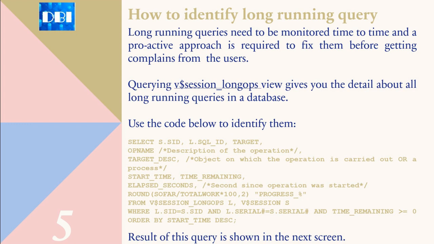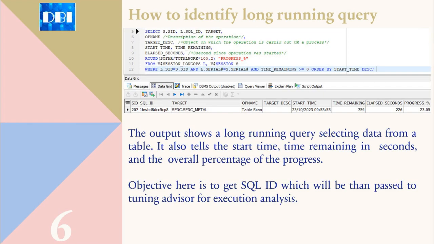Querying the v$session_longops view provides you the details of such queries. The query below joins v$session_longops and v$session to produce the desired result. Output is shown in the next screen. The output shows a long-running query selecting data from a table. It also tells the start time, time remaining in seconds, and the overall percentage of the progress. The objective here is to get the SQL ID, which will then be passed to Tuning Advisor for execution analysis.